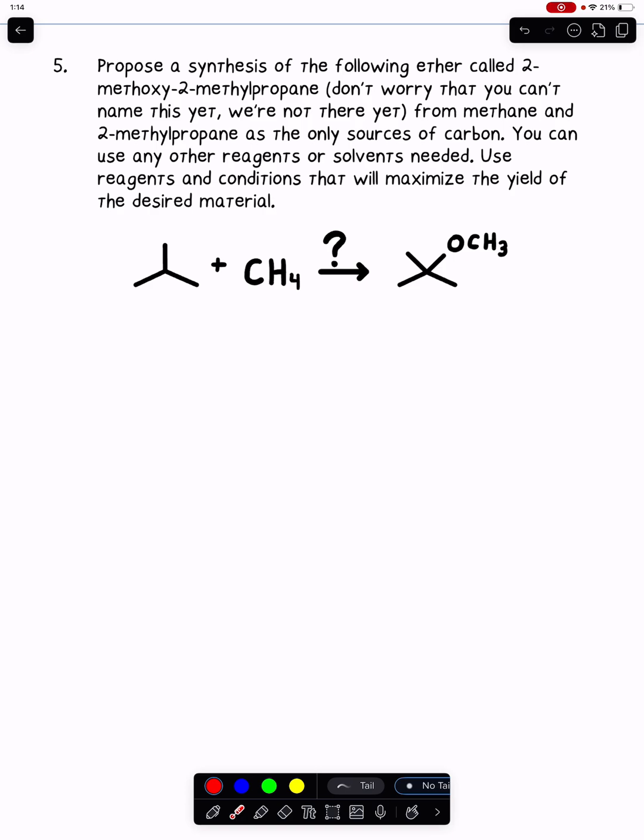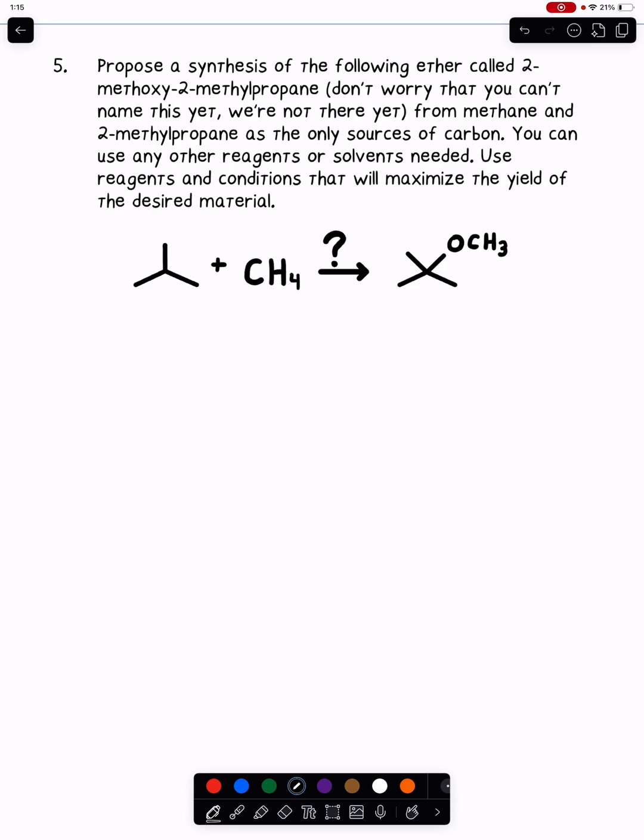As we go backwards in these, we're just going to keep asking ourselves the same questions. We're going to look at one thing at a time, and ask ourselves, how can we make this, and what can we make this from? We're going to do this one two different ways, because with synthesis questions, there usually is not one correct answer. There are multiple correct answers. There are many different ways to make things, and the more reactions you know, the more possible routes you can take.